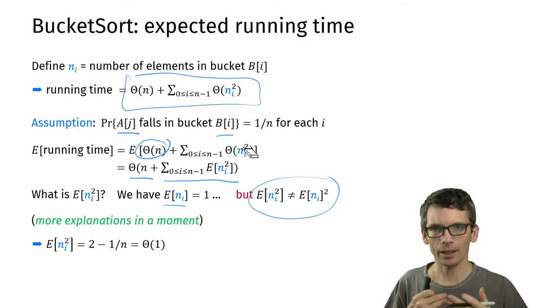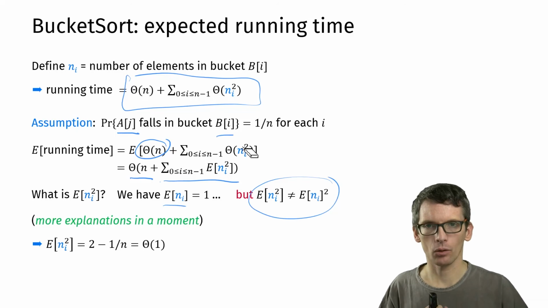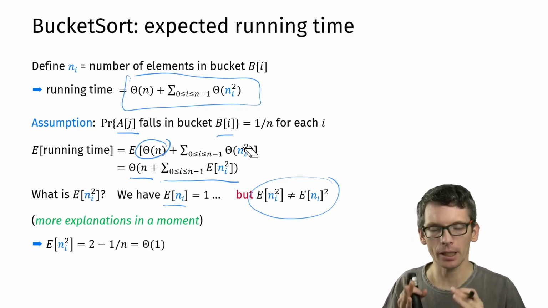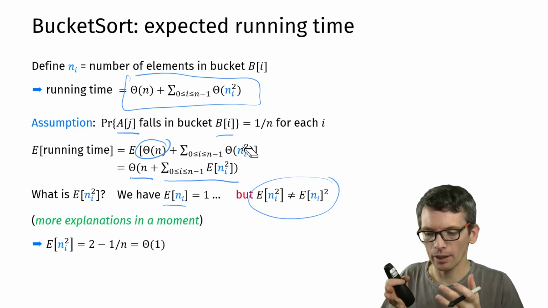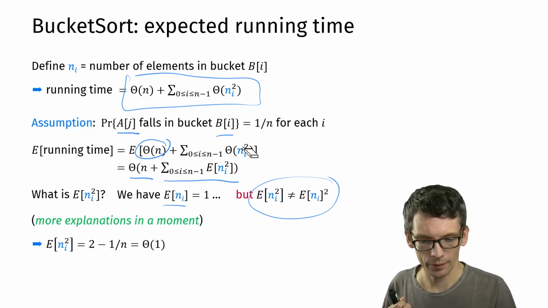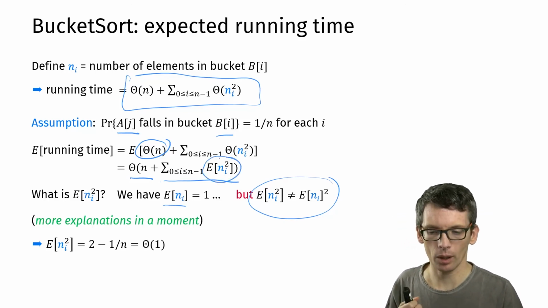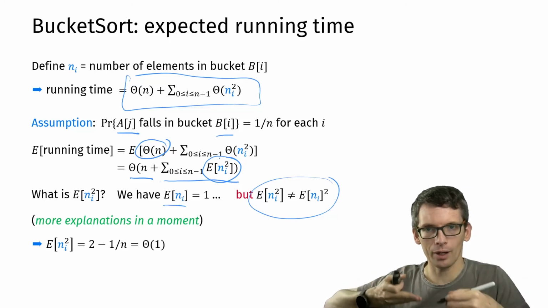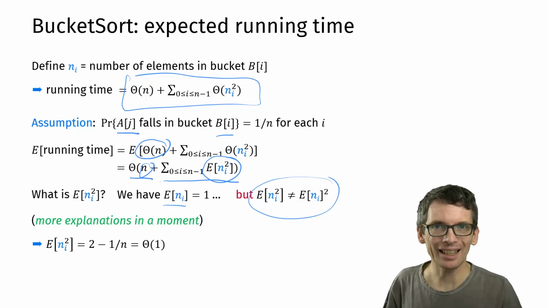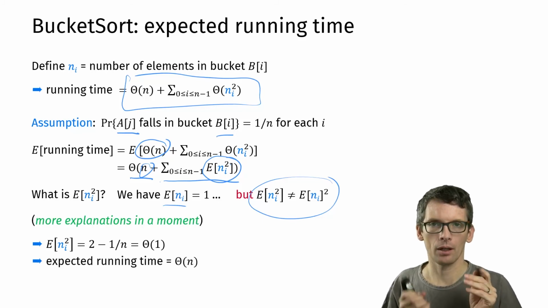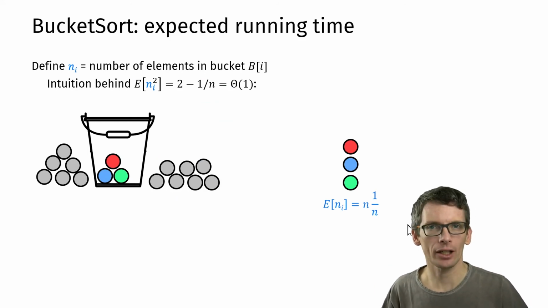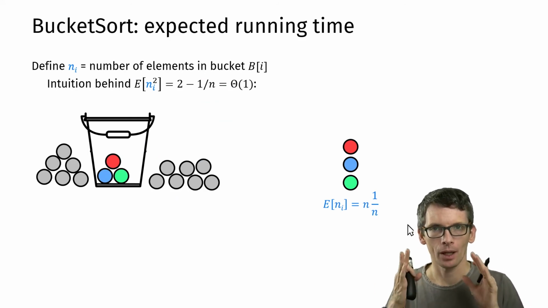So E of ni squared is actually 2 minus 1 divided by n. And if we know that, and I'll show you why that is the case in a moment, then this means E of ni squared is order 1, meaning that here we get something that is order 1. We sum over all n, so that is overall linear. Again, we have linear plus linear, meaning that the expected running time is linear. So let's have a look at why the expectation of ni squared is what I claim it is.